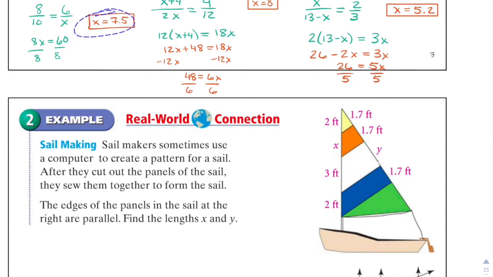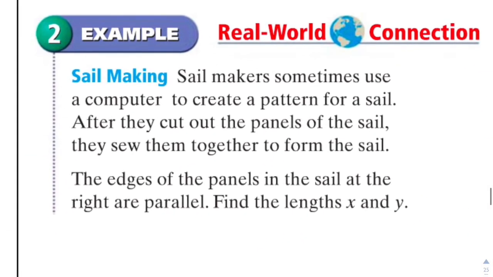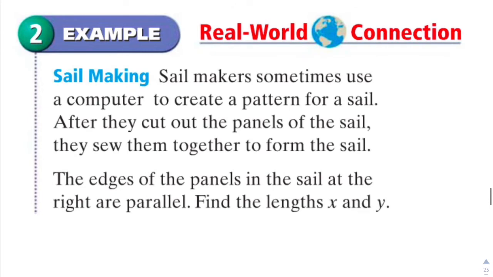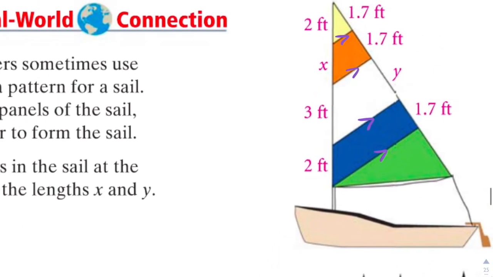All right, this next part, real world. So check out this sail. It looks like parallel sides. Yep. After they cut out the panels, the edges of the panels on the sail are right and are parallel. Okay, so we have parallel, parallel, parallel, parallel. So we're going to set this up and solve for x and y.